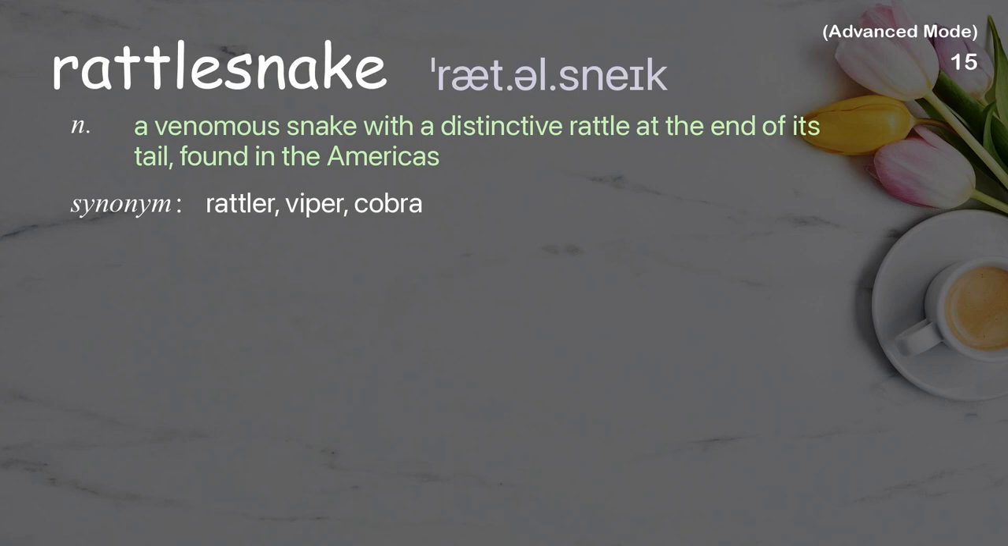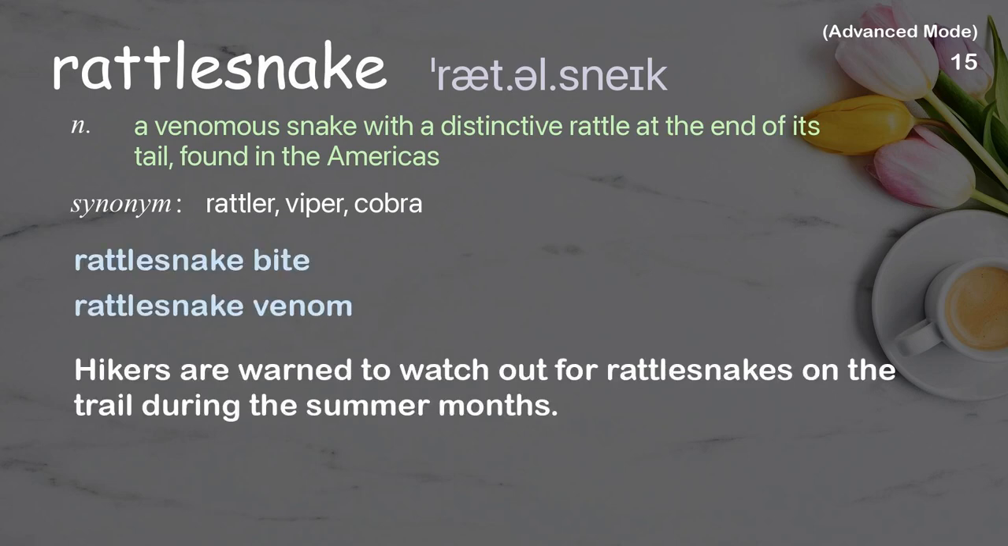Rattlesnake: a venomous snake with a distinctive rattle at the end of its tail, found in the Americas. Examples: rattlesnake bite, rattlesnake venom. Hikers are warned to watch out for rattlesnakes on the trail during the summer months.